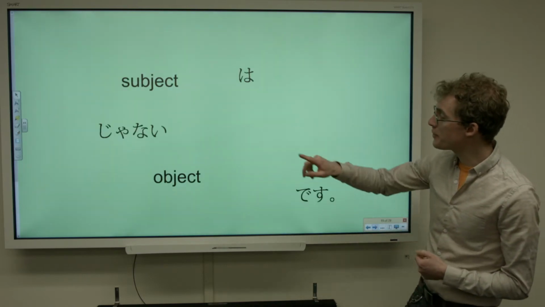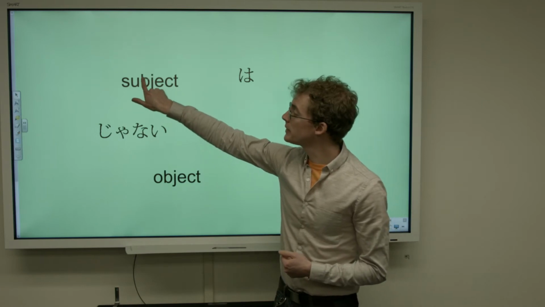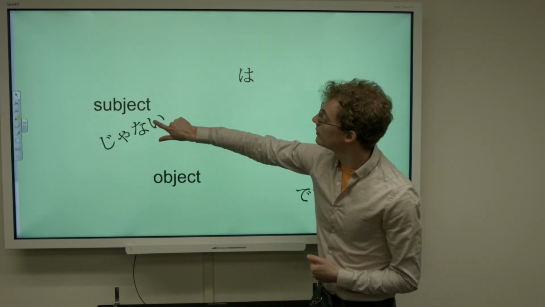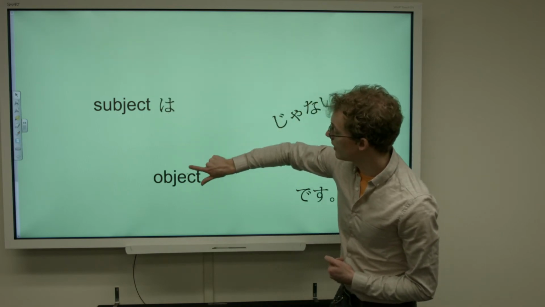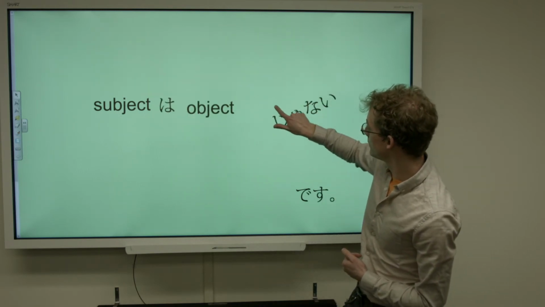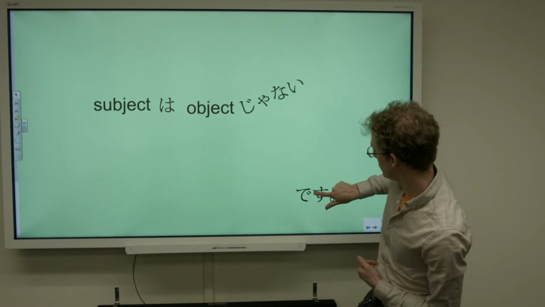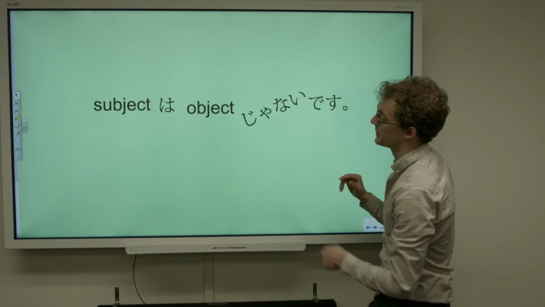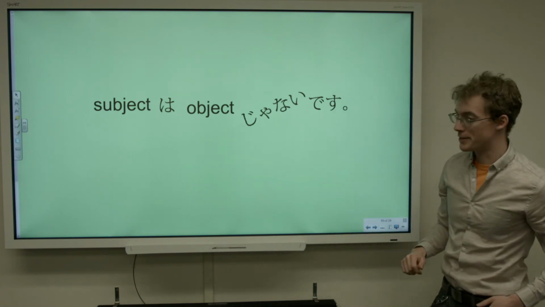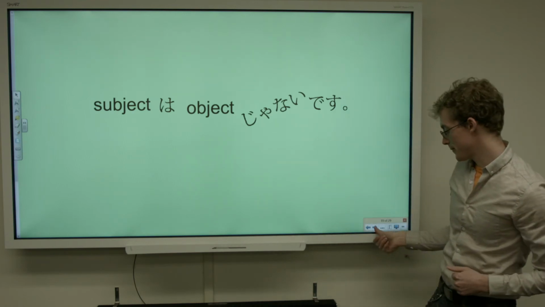Alright, so then there's another pattern. So we take the subject, add wa, got a little tilted, object, janai desu. Maybe I can turn that a little bit. I'm just going to leave it like that. So this is the general pattern. Let's see some examples in this way.